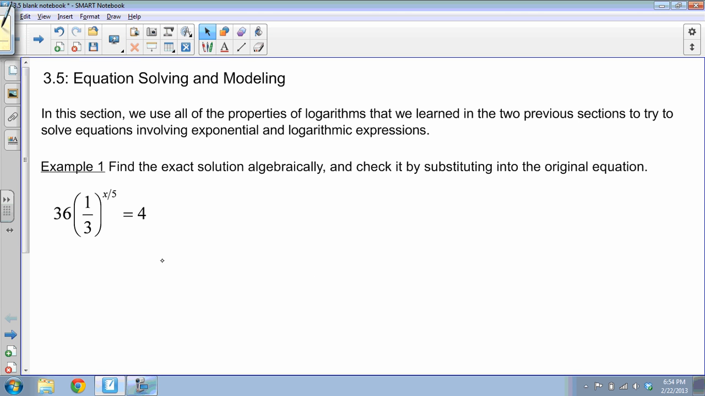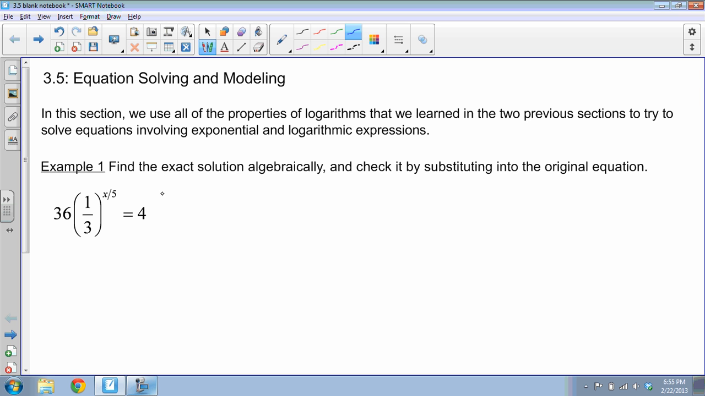All right, we're going to do section 3.5, equation solving and modeling. In this section, we're going to use the properties of logarithms that we learned in the two previous sections to try to solve equations involving exponential and logarithmic expressions. And there can be more than one way to approach these problems.